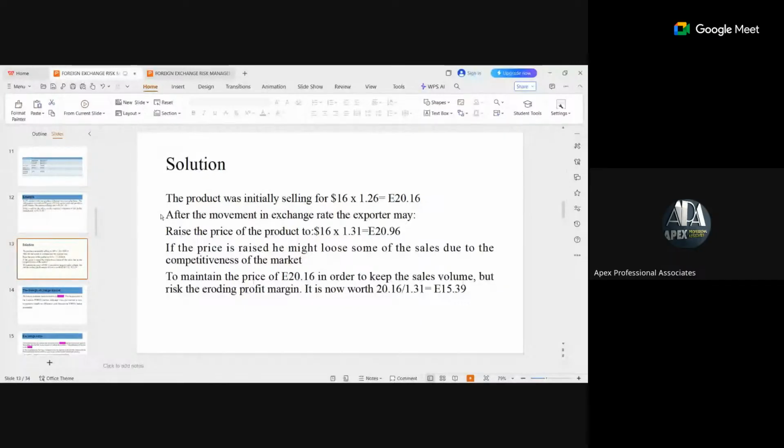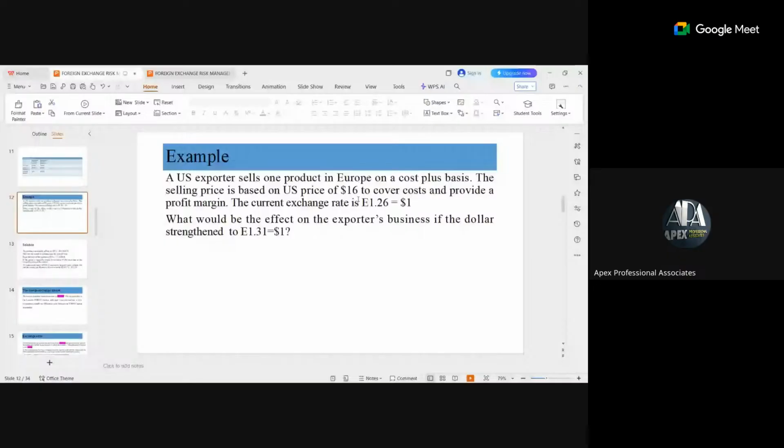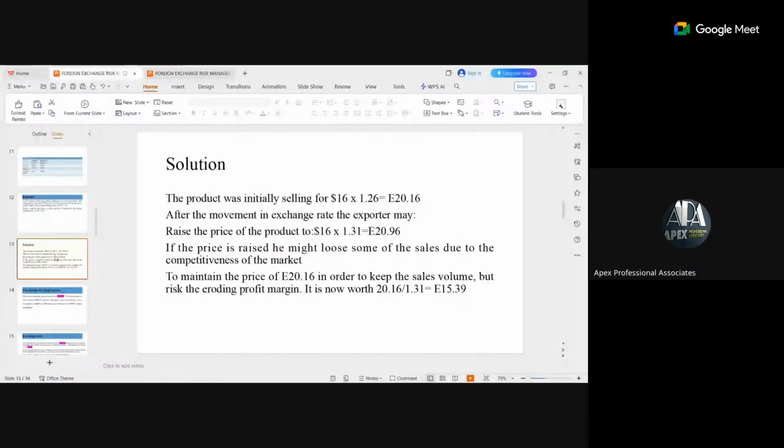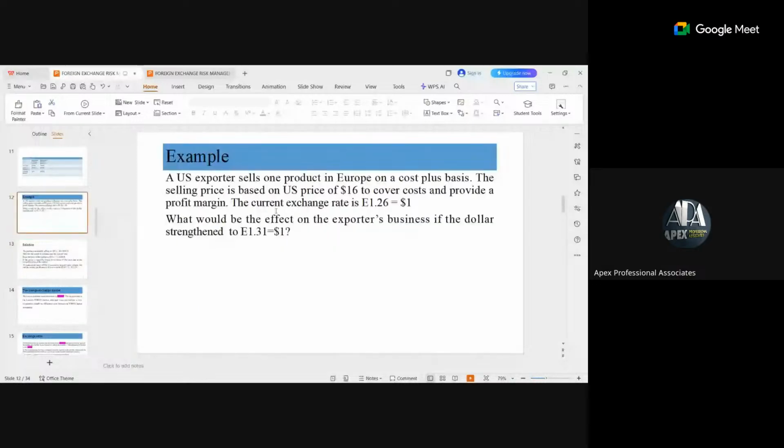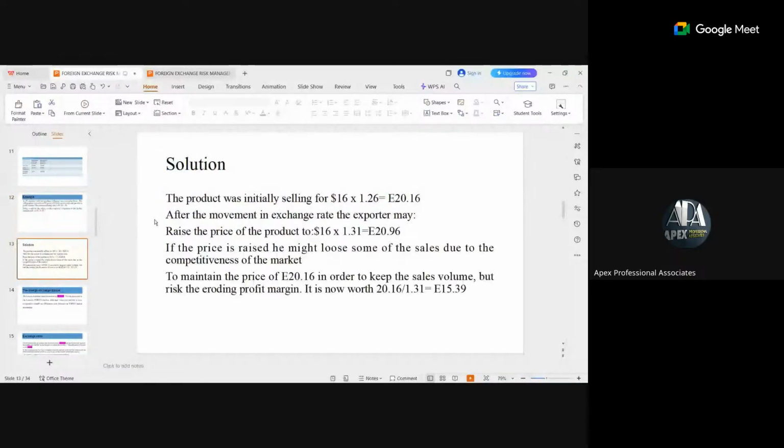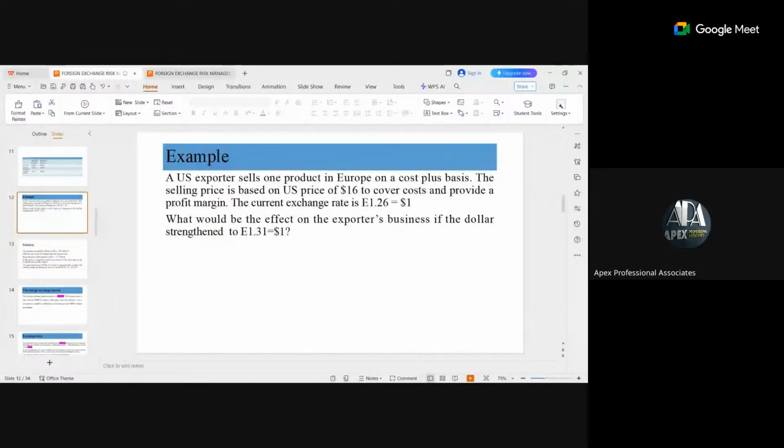So the product was initially selling for how much? For $16. Now, when you convert $16 to pounds, what will happen? The product was initially selling for $16. When you convert $16 to pounds, you're going to multiply by the value of pounds in relation to dollars.